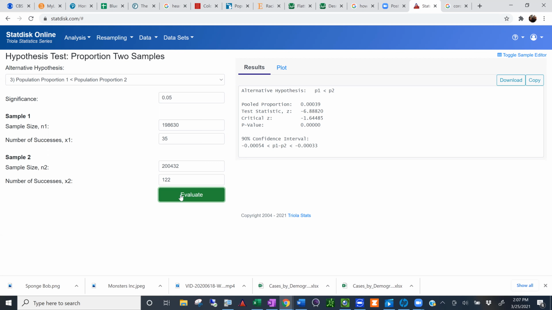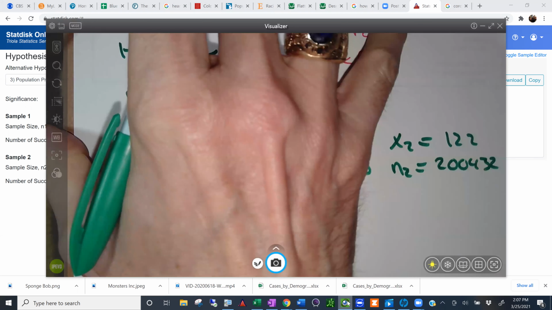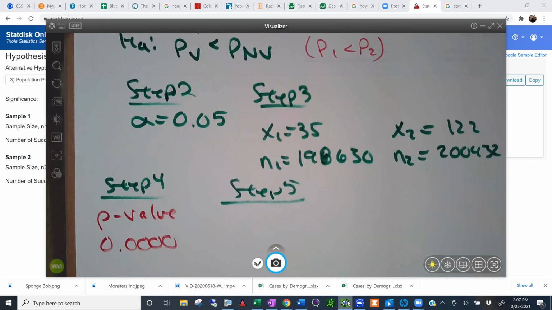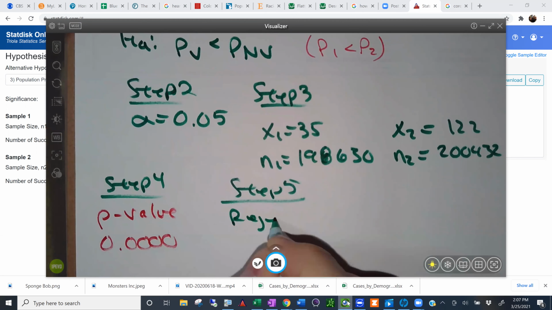Megan, what should I do here based on my p-value? Do I reject H naught or fail to reject H naught? Reject. Yeah, thanks. So reject H naught. Our p-value is less than alpha. If the p-value is low, H naught must go. So we're getting rid of that.